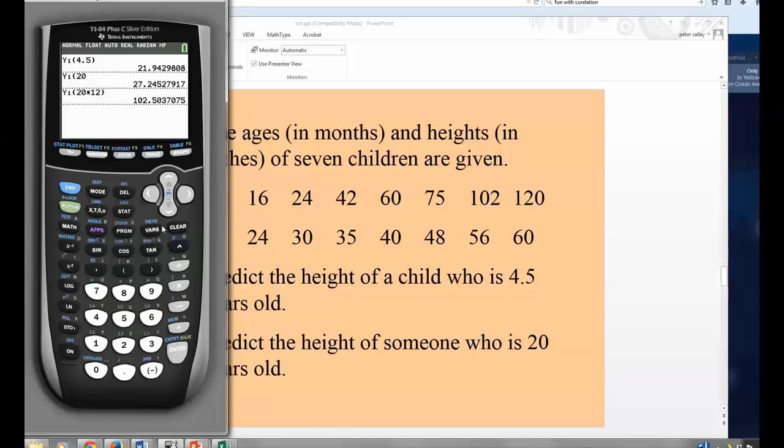Okay, so we get this height of 102 inches, and you're like, how tall is that? Well, there's 12 inches in a foot. So according to our equation, the height would be 8 feet 5 inches, which is ridiculous that that would happen.